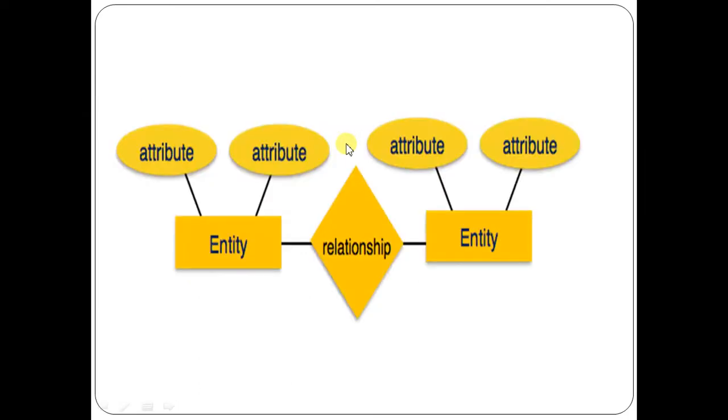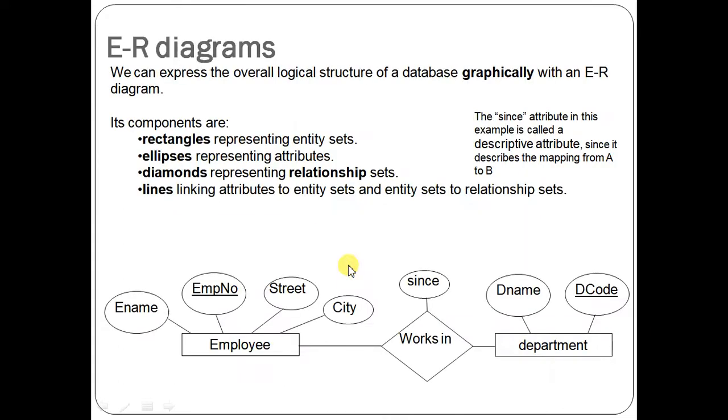For example, something like this. This is an ER model with the help of an ER diagram. So this is entity one, this is entity two. These are the properties or attributes of entities, and the relationship. For example, you can have an employee who works in a department. So this is one entity, this is another entity, and this is the relationship. So what are the components?